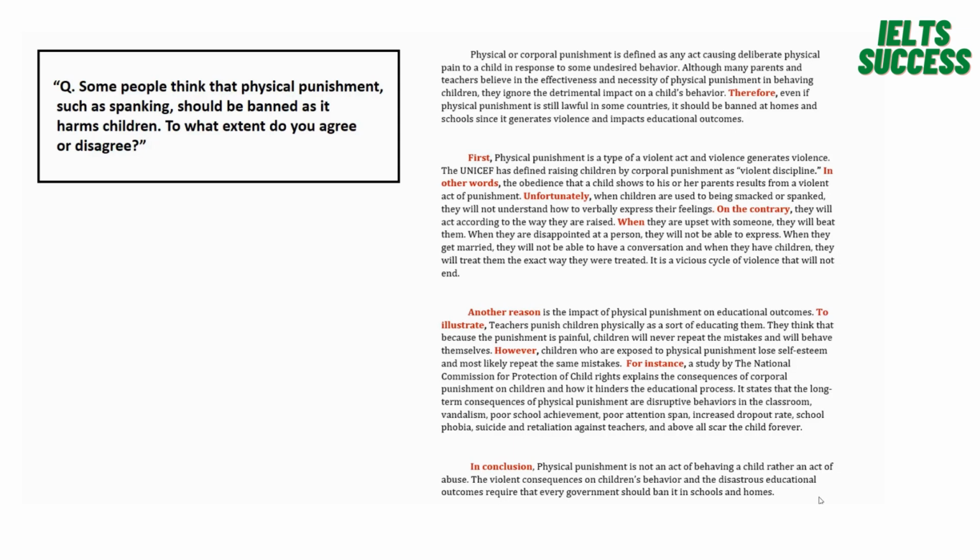In the last paragraph, which is the conclusion: "In conclusion, physical punishment is not an act of behaving a child, rather an act of abuse. The violent consequences of children's behavior and the disastrous educational outcomes require that every government should ban it in schools and homes." So of course the conclusion is a summary of what I have already stated in my essay, and it has to be related to the thesis statement. So I give a summary of the two points, and in the end I emphasize my stand or my opinion that I'm with banning physical punishment.